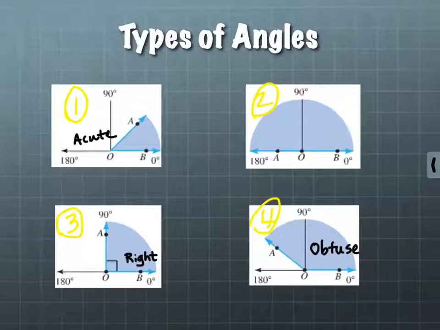All right, how about number 2? Straight. It's called a straight angle. It's kind of weird because we also would call that angle a line, but it is technically called a straight angle.